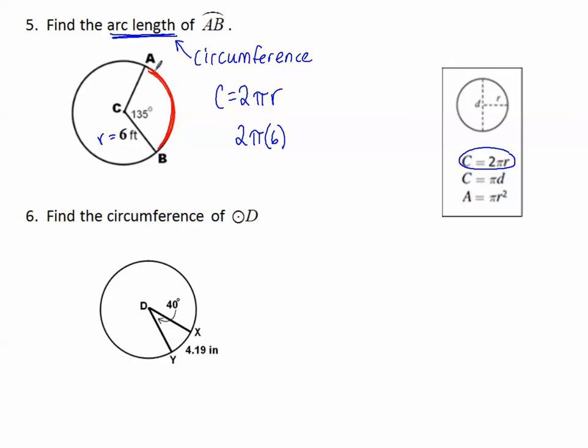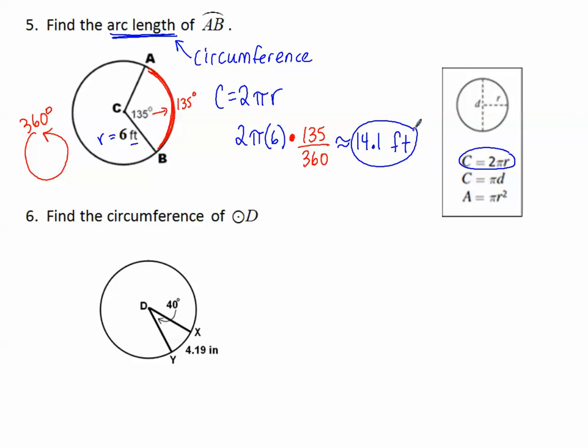How much of the circle is that? Not the entire 360 degrees, just 135 degrees. So like we did earlier, we say times 135 over 360 to get just part of that circumference. Now we go to our calculator, and that's approximately 14.1. My units are feet, and it's not area, it's just a length, so it's just feet.